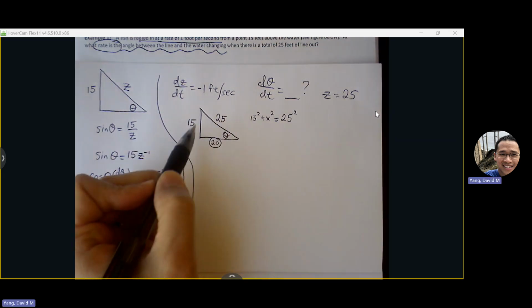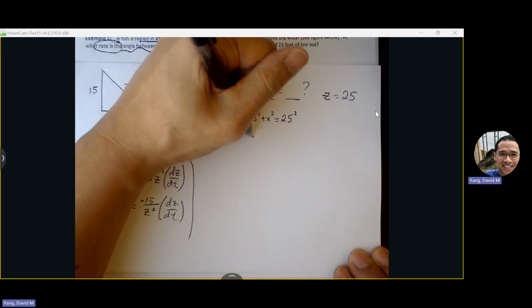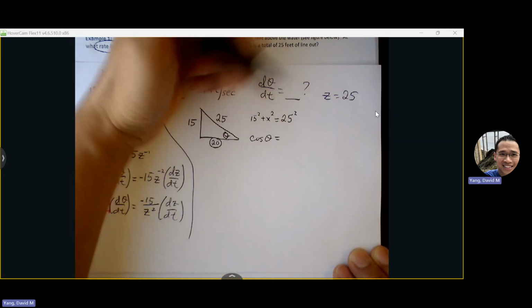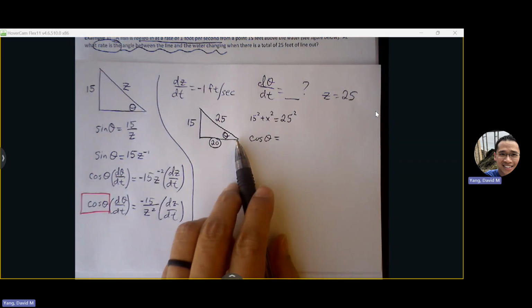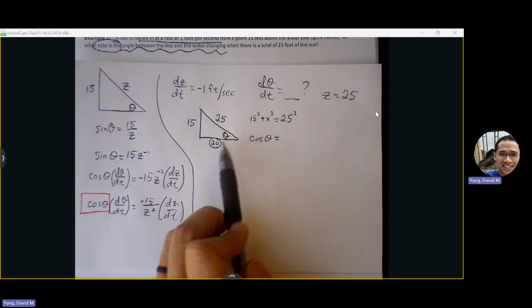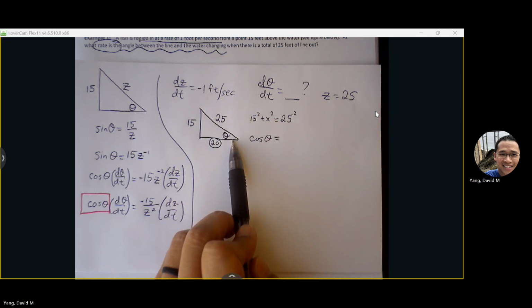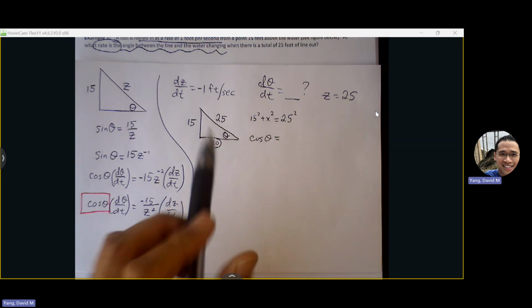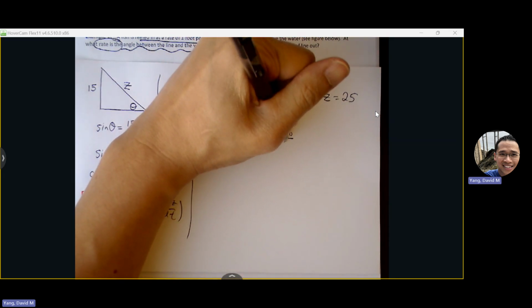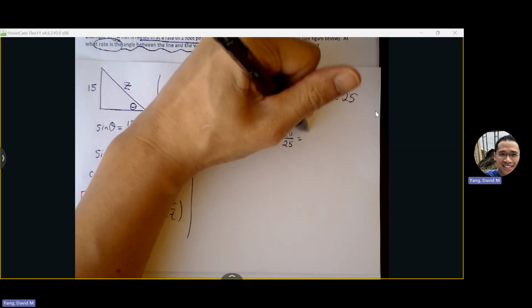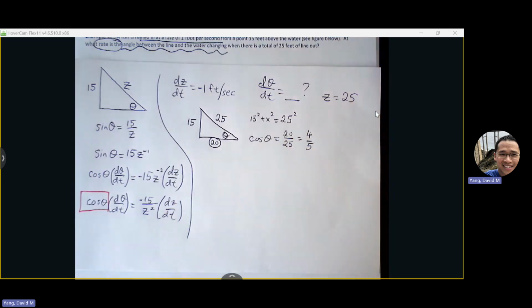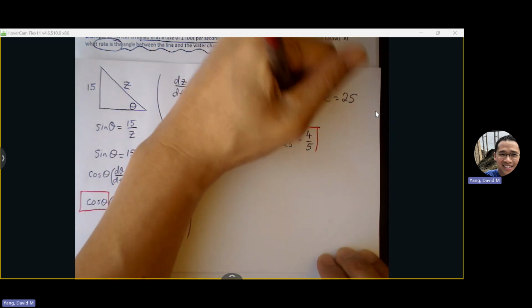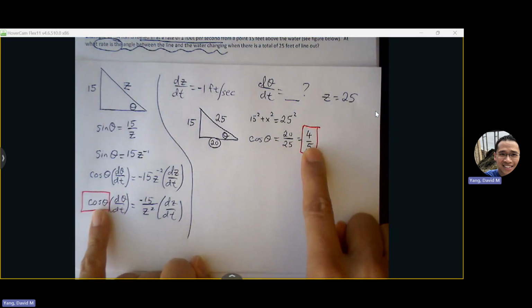Now we're going to use this to help us find cosine of theta. So now if I step to the side here and look at this triangle, what's the ratio for cosine of theta for this moment in time? 20 over 25, right? Adjacent over hypotenuse. So 20 over 25 can reduce to be 4 over 5. And now this is going to replace the entire cosine of theta.